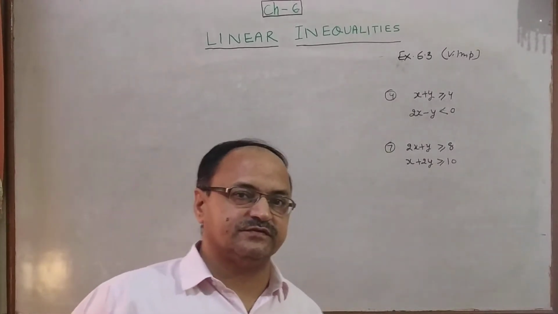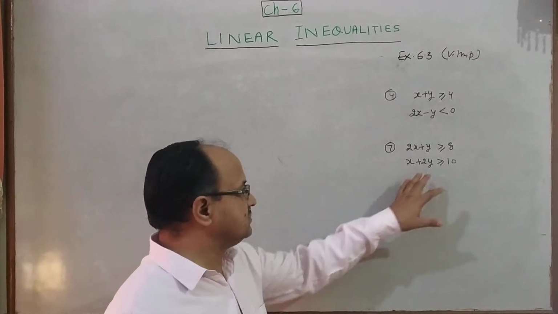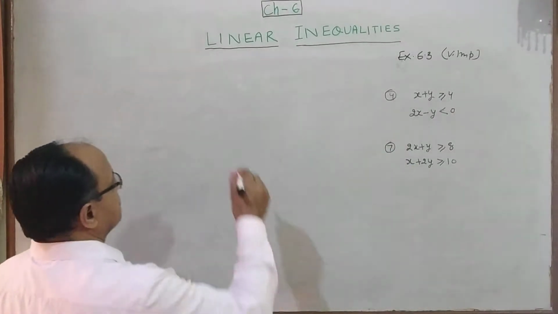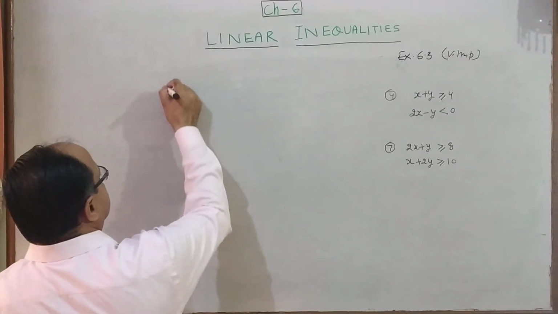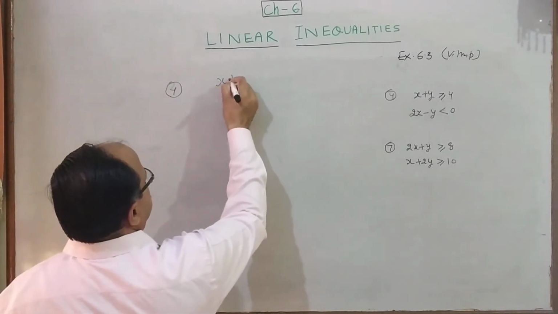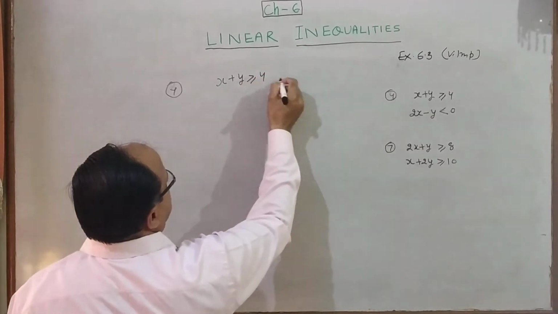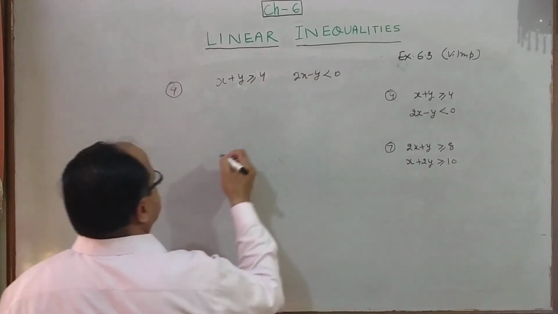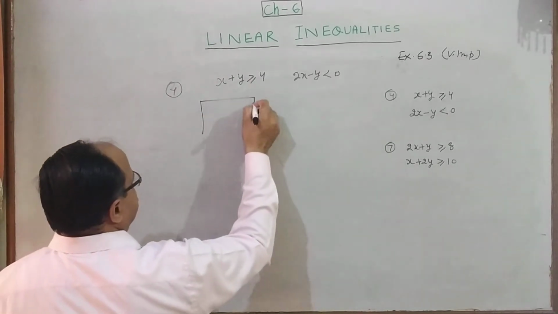Good morning, students. Now we solve some more questions based on exercise 6.3. Question number 4: x plus y greater than or equal to 4 and 2x minus y less than 0. Draw the table.